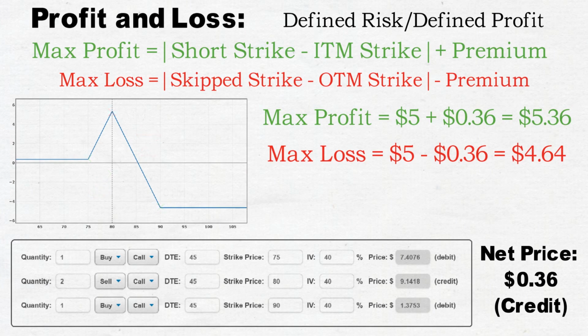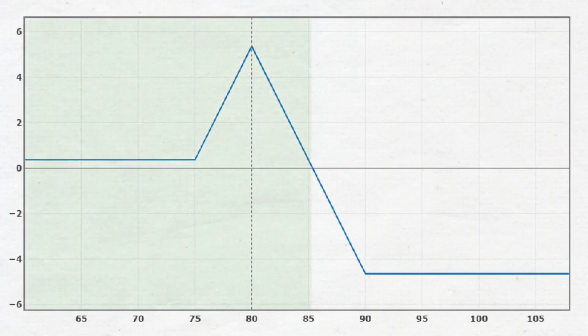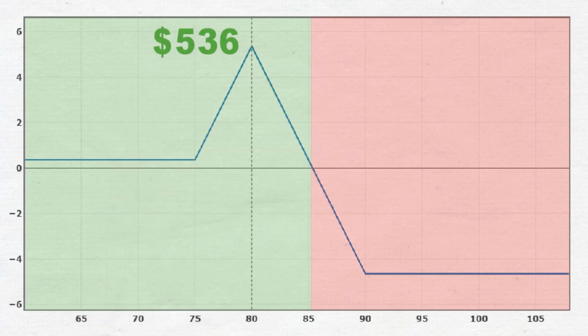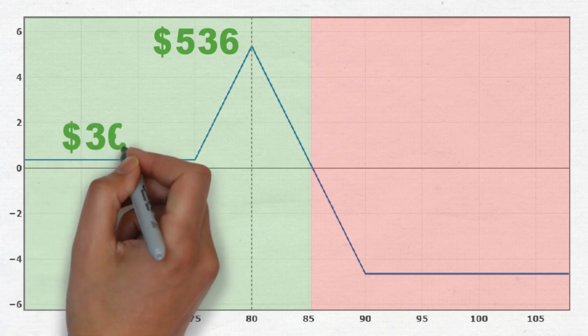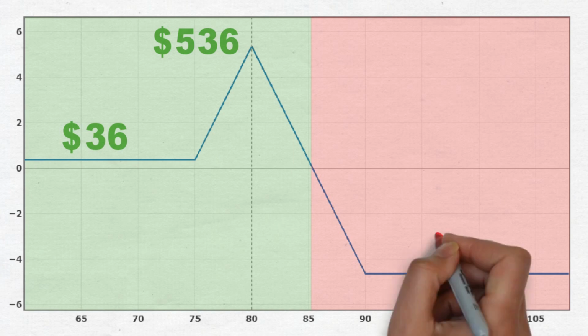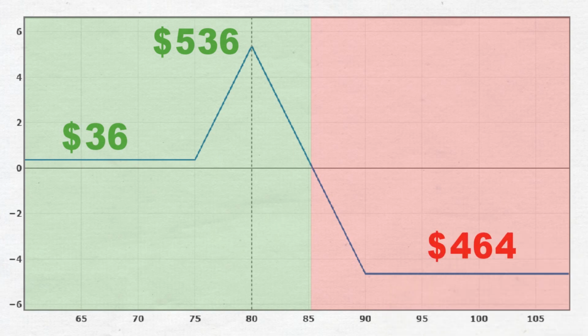if the underlying price is below about $85. If the underlying price is precisely at $80, the max profit of $536 will be achieved. If it is below $75, a profit of $36 will be achieved. The max loss of $464, on the other hand, will occur if the underlying price is above 90.